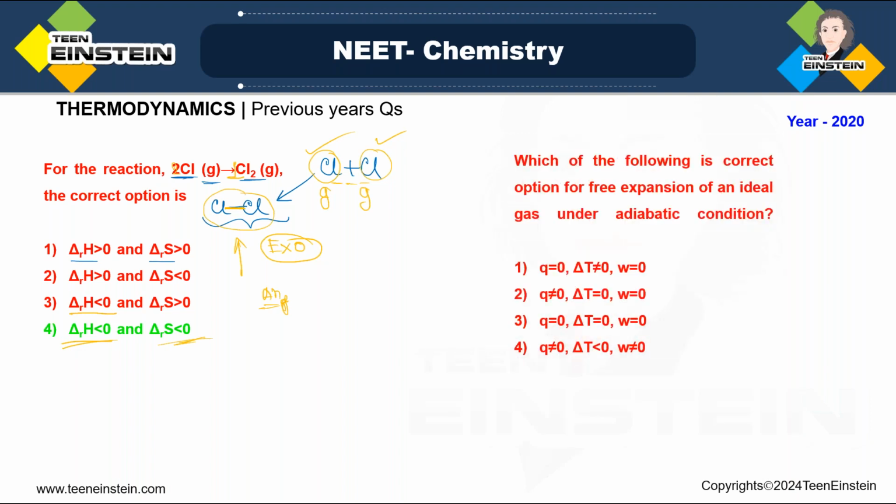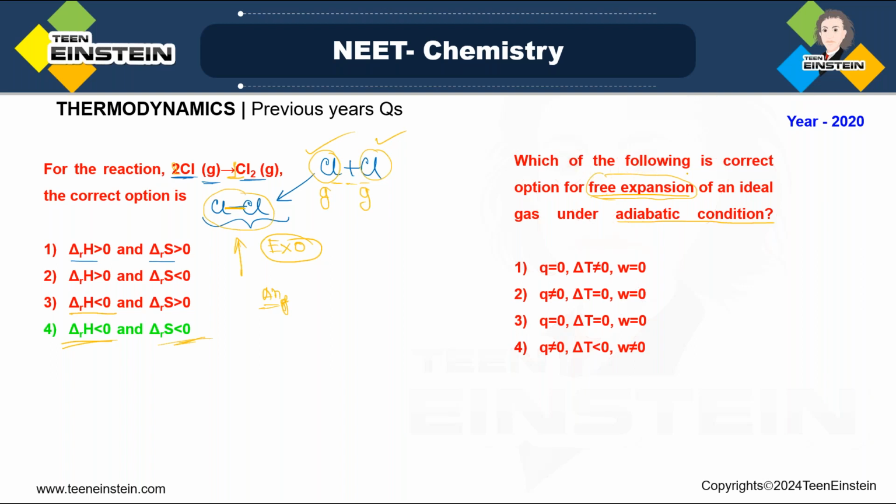Which of the following is the correct option for free expansion of an ideal gas under adiabatic condition? Here we have to focus on these terms: it is free expansion, it is an ideal gas, and it is adiabatic condition. These terms will help us answer the question. First of all, free expansion means we are not putting any pressure. It is just a free condition and expansion is occurring very naturally.